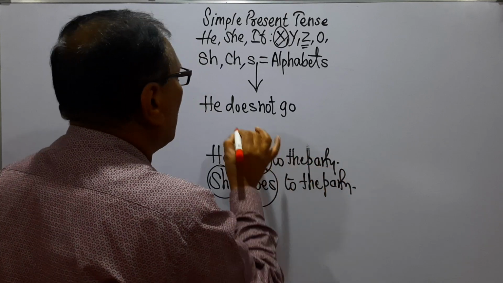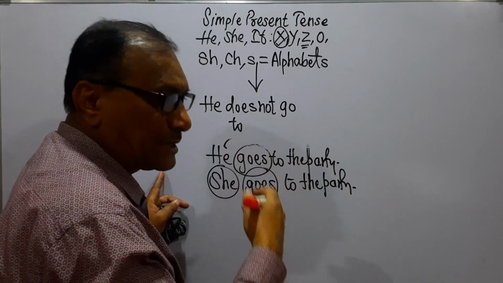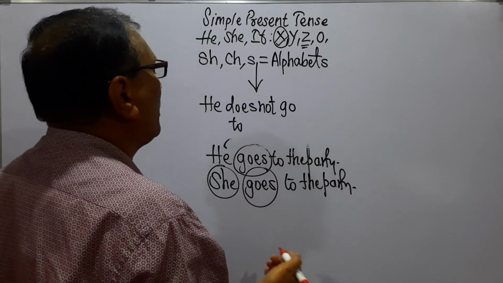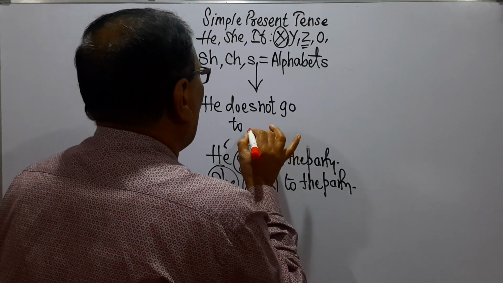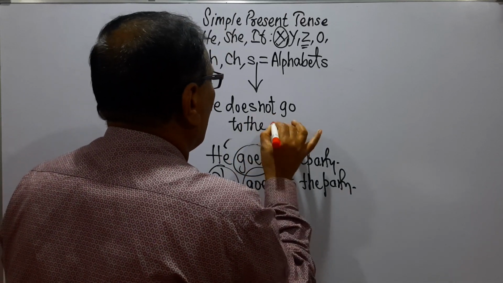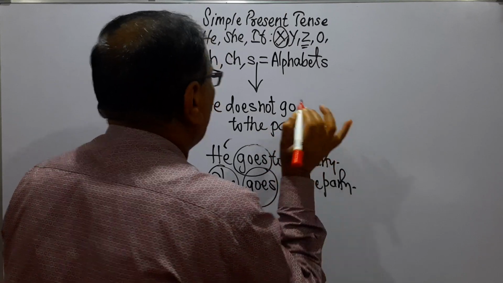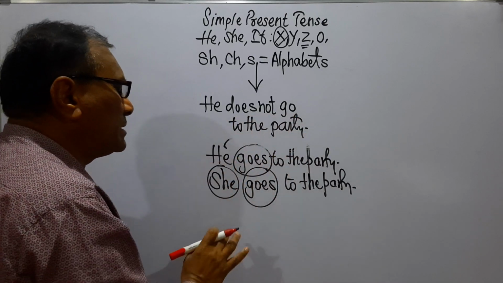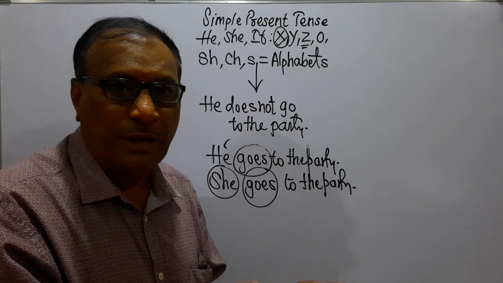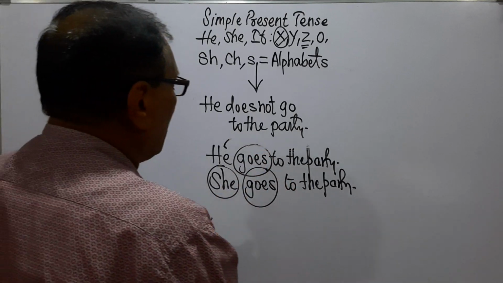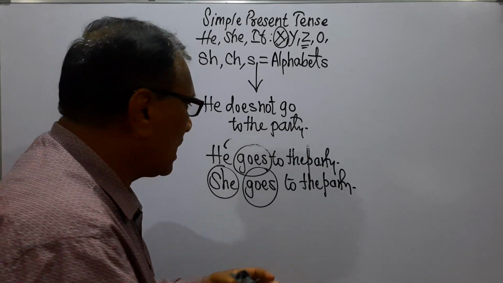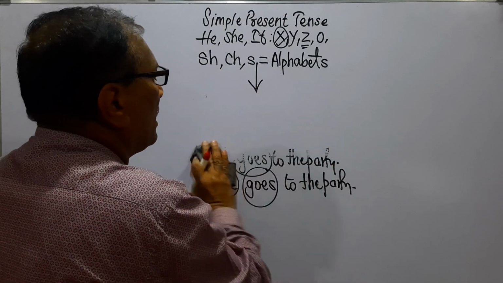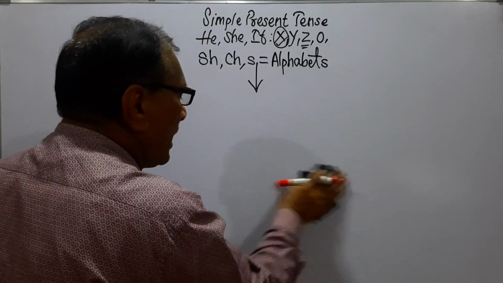And now I will write the extra words, or I will speak the remaining words. So, remember here, I will tell you to the party. So, remember here the sentence has become like this. He doesn't go to the party. She doesn't go to the party. In this way, the sentence will be. So, my point is that when there is goes, it becomes doesn't go. When there is the ES suffix, then the negative is doesn't go, doesn't play like this.